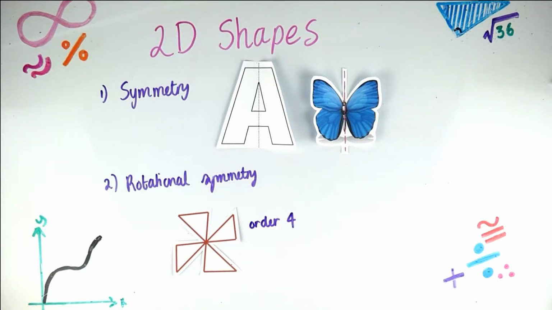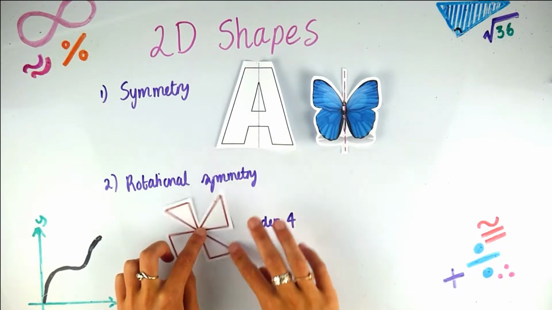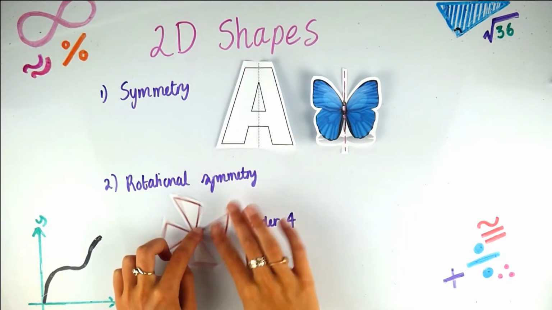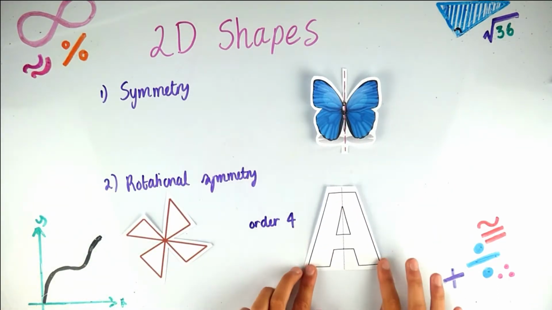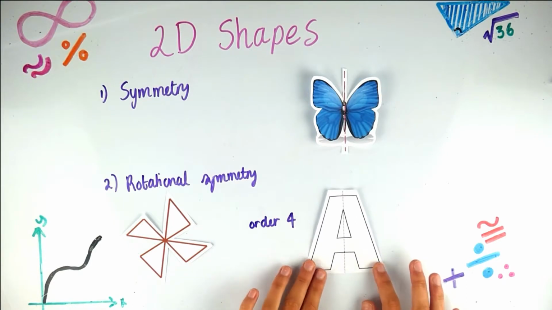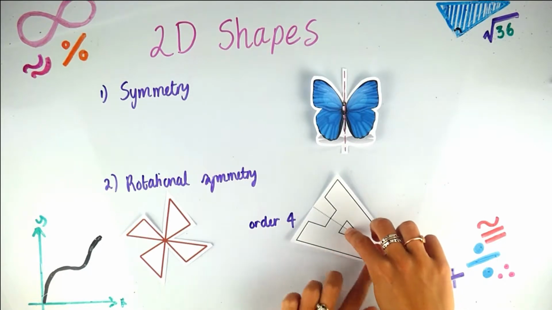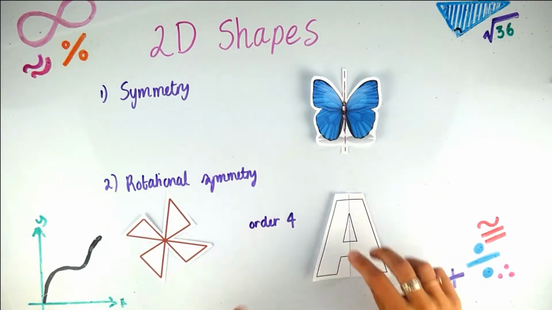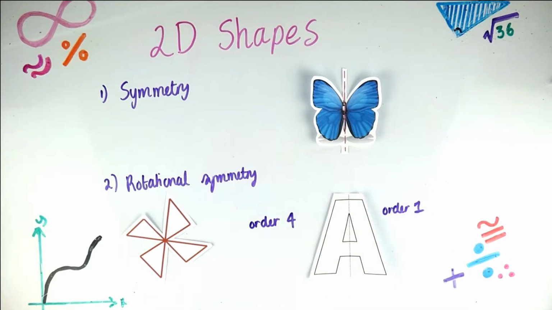This is the mathematical, harder way of saying that there are 4 positions in which it looks the same, kind of like those things that spin in the garden. If we then look at this shape, letter A, and we want to find the rotational symmetry, there's no way we can rotate this A to get an A unless you go the full way around. So that is also called order 1 rotational symmetry.